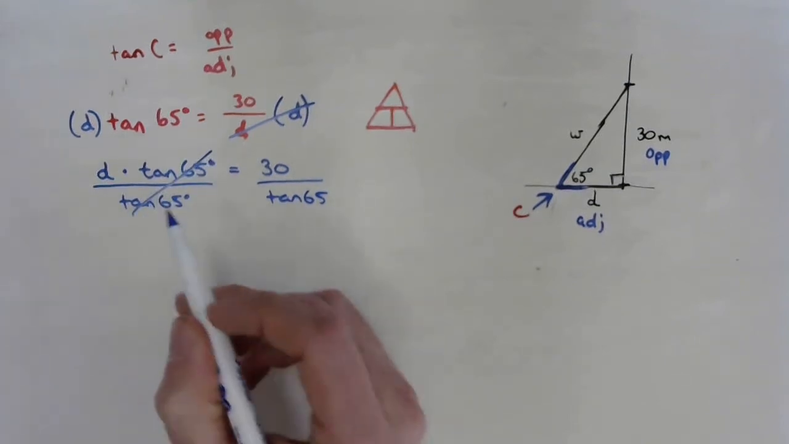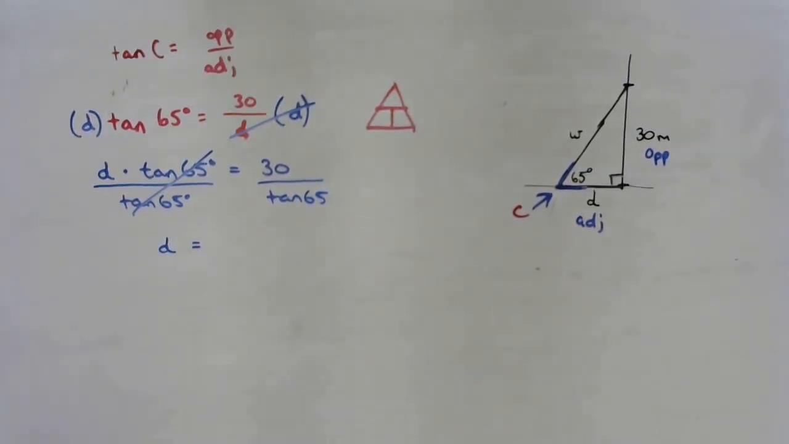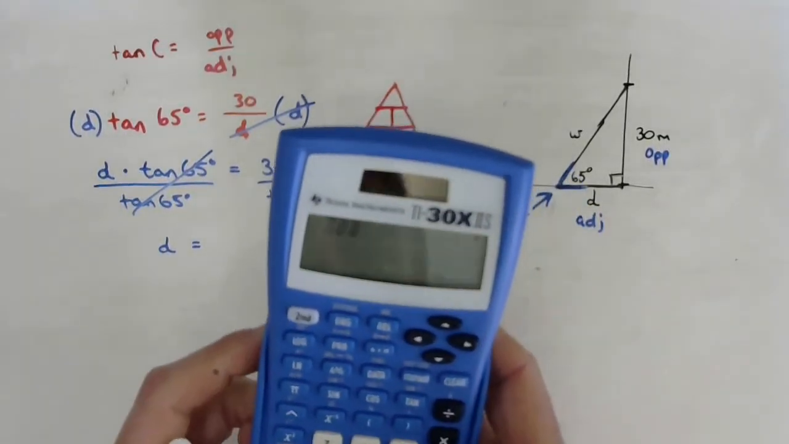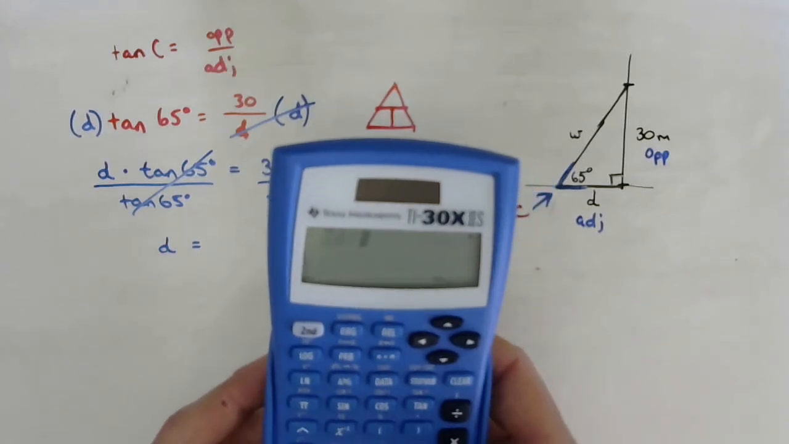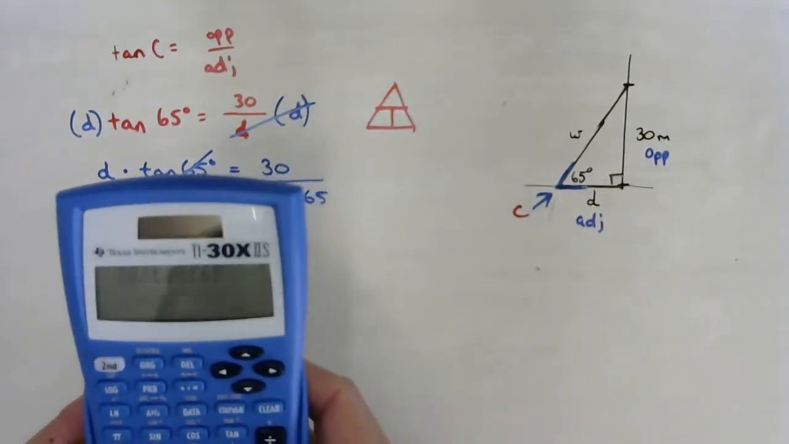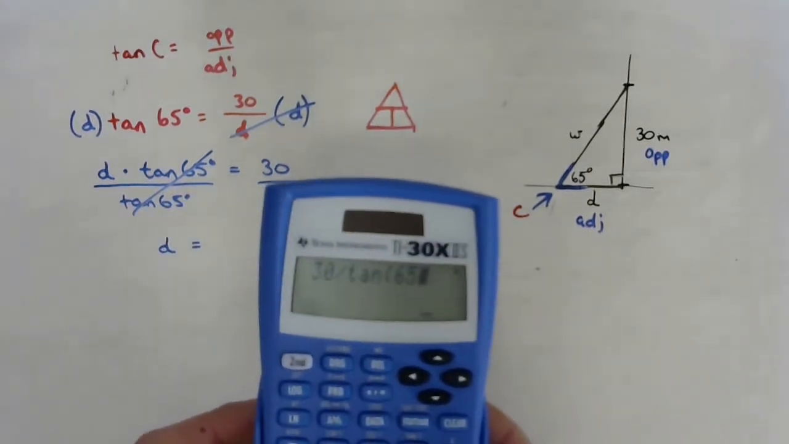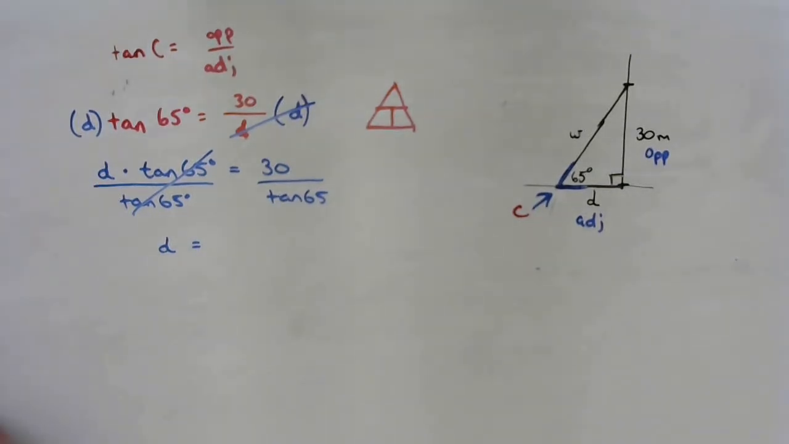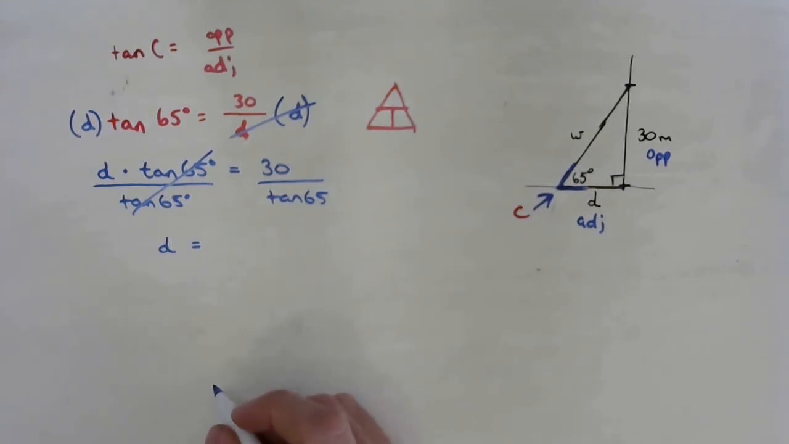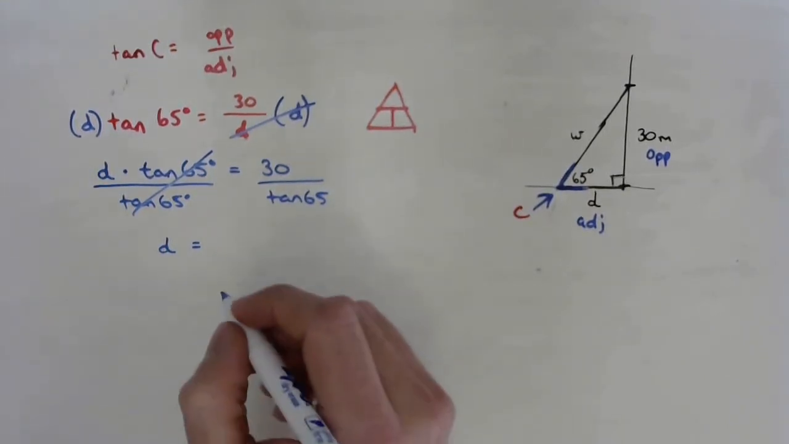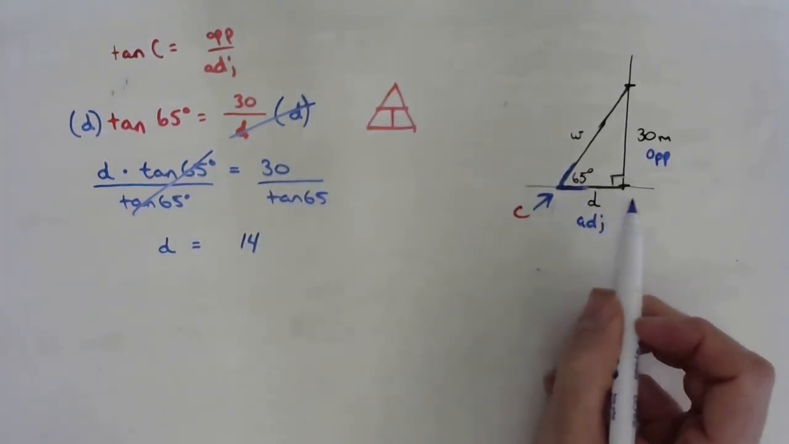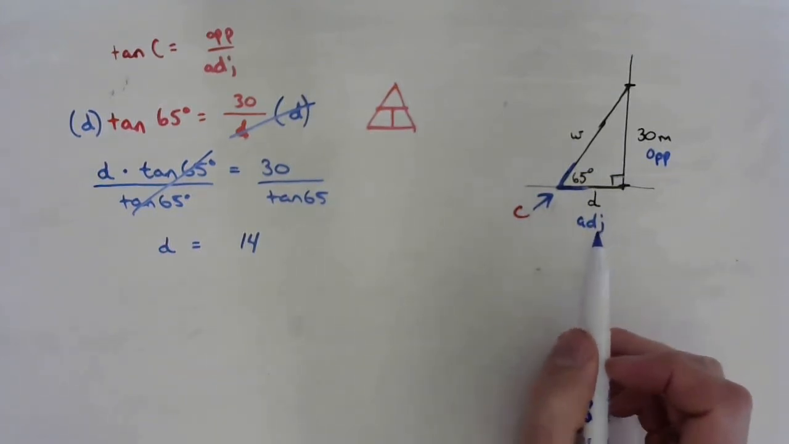So divide both sides by the tan of 65. On the left, that will leave you with just D. And in your calculator, you might have to be a little bit more careful punching this one in. Clear, clear. 30 divided by the tangent of 65. Get it without a glare. Boom, there it is. Hit enter. Your calculator's smart enough. You get 13.989. We're going to round that up to 14. And that gives us the distance away.